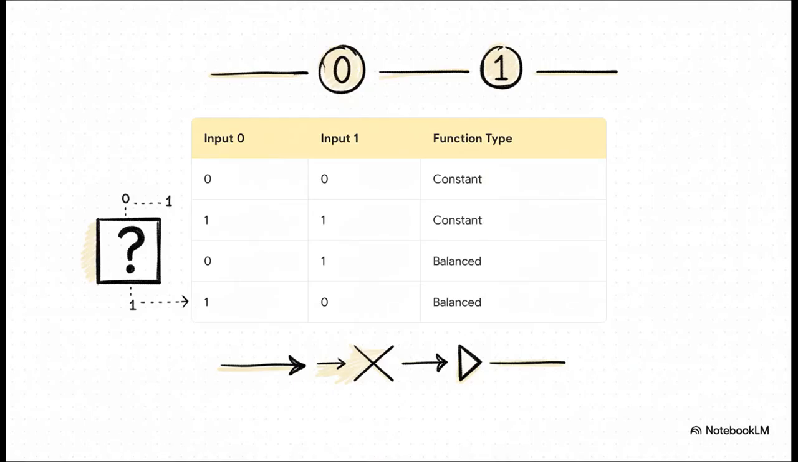Now, for a simple 1-bit function like this, there are really only 4 possibilities. You can have 2 constant types, one that always outputs 0 and one that always outputs 1. And you can have 2 balanced types, where the outputs are mixed. Our entire job is just to figure out which of those 2 categories our mystery function belongs to.